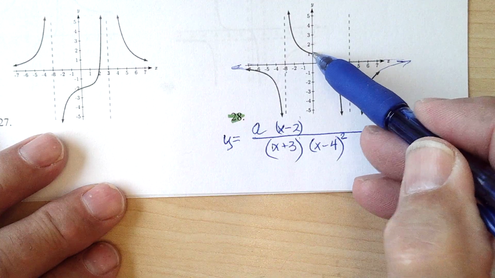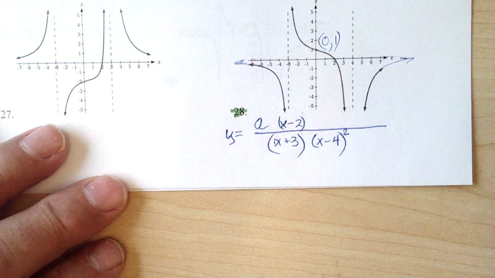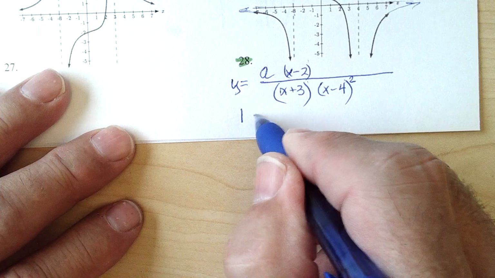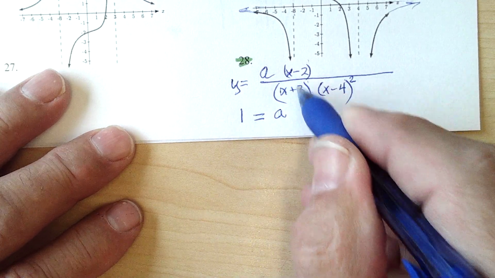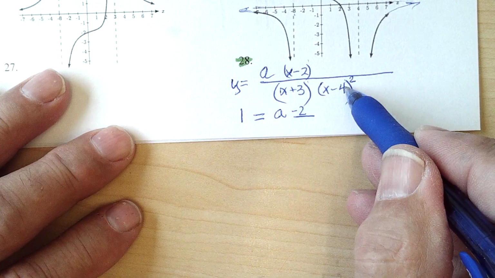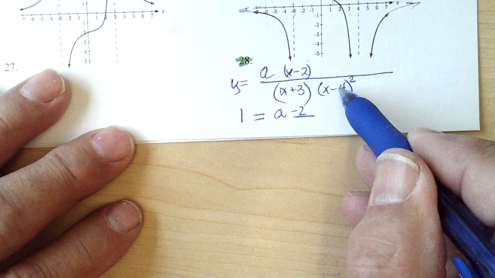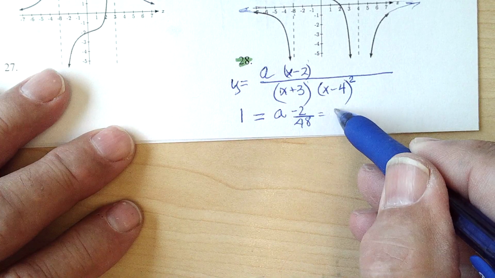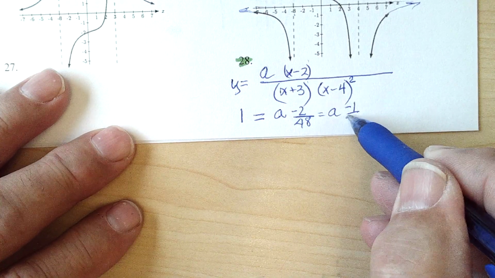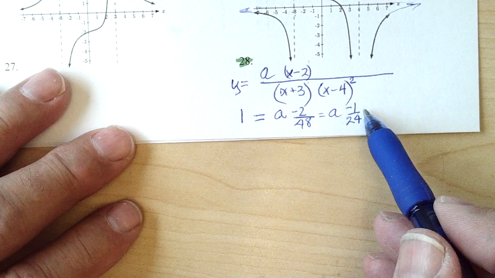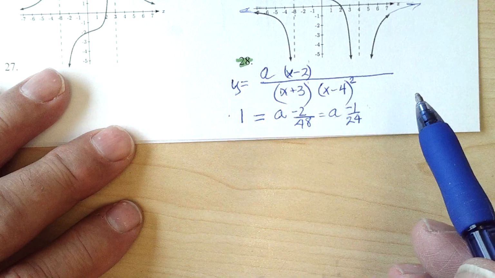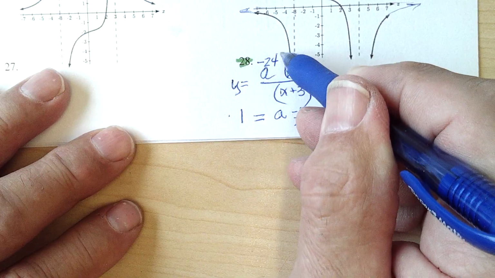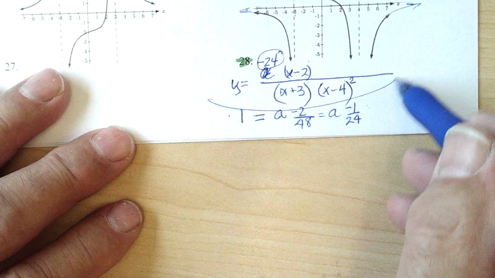And there still may be an a here. And we have a y-intercept of 0, 1. To make that happen, I put 0 in for all the x's, and I'm supposed to come up with 1. So we get a times negative 2 over 0 minus 4, which is minus 4 squared is 16, times 3 is 48. That reduces to negative 1/24. To solve for a, I would multiply both sides by negative 24. And so a becomes negative 24. That would go in place of the a, and we'd have our equation.